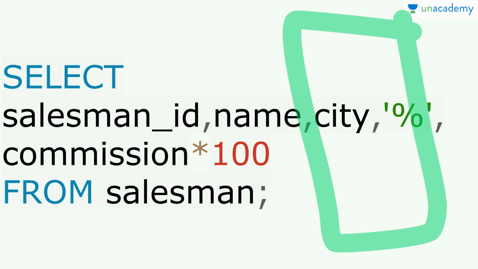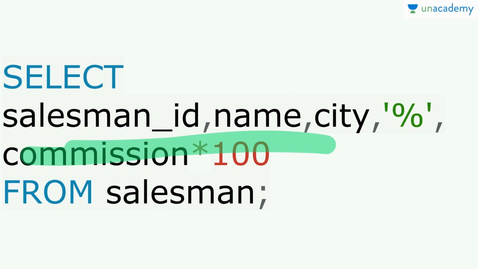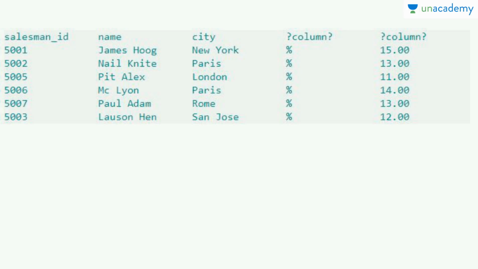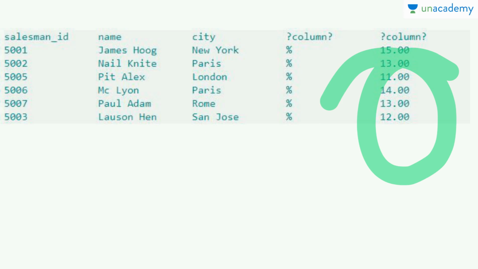Now when we write commission, it is generally written in decimal. Now we have to convert it into percentage. So how to convert decimal to percentage? The simple way is to multiply that decimal by 100. So our next column will be commission into 100, because we have to show commission in percentage form. Okay, so commission into 100 from salesman. So our output will be salesman ID, name, city, then percentage, then our commission in percentage.